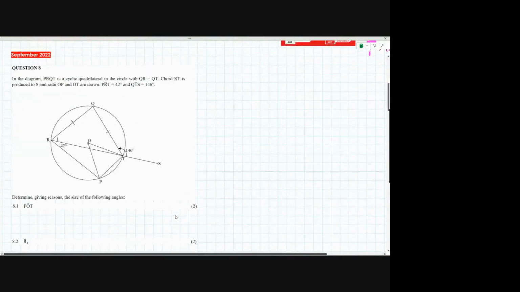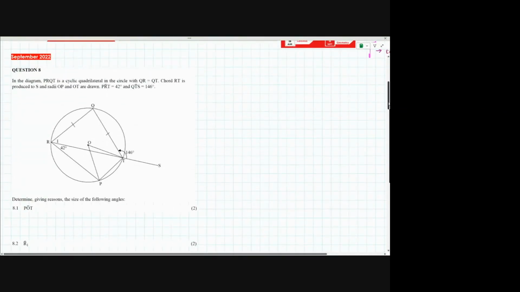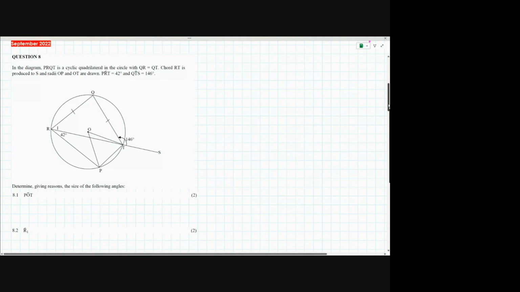All right, so this is from 2 years ago's trial paper. We have in the diagram PRQT is a cyclic quadrilateral in the circle with QR equals QT. Chord RT is produced to S, and radii OP and OT are drawn. PRT is equal to 42 degrees, and QTS is equal to 146.